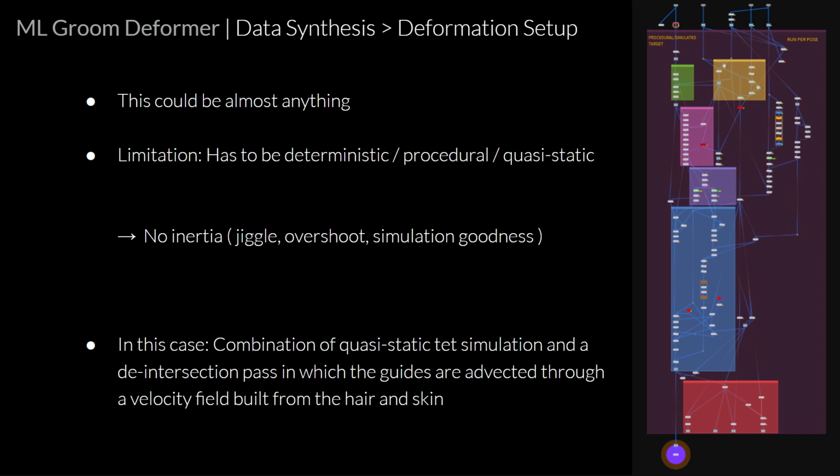This simulation step could almost be anything. Here I'm using a combination of a quasi-static simulation and a de-intersection pass, but really there's only one limitation, that it has to be deterministic or procedural, so quasi-static, and you can't have any inertia, something like jiggle, overshoot, or any of the simulation dynamics, so to say.